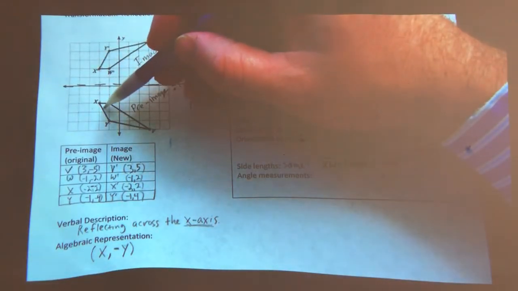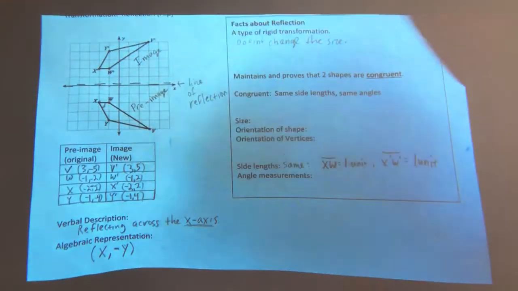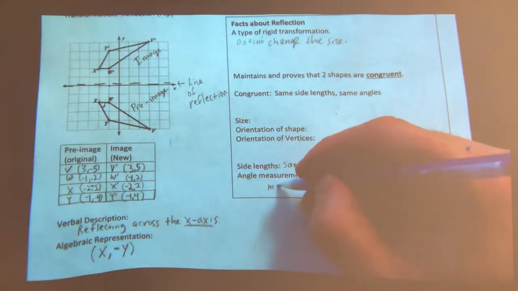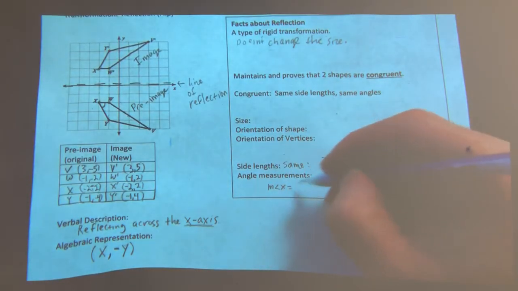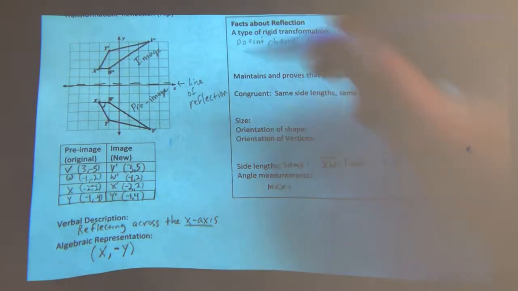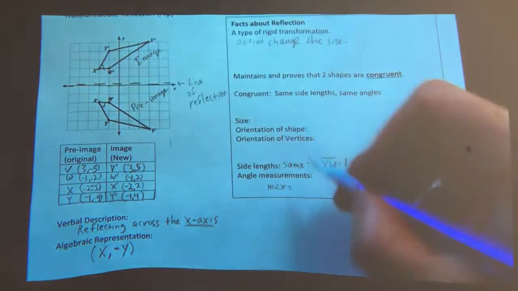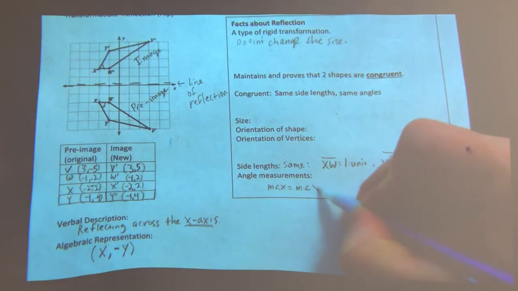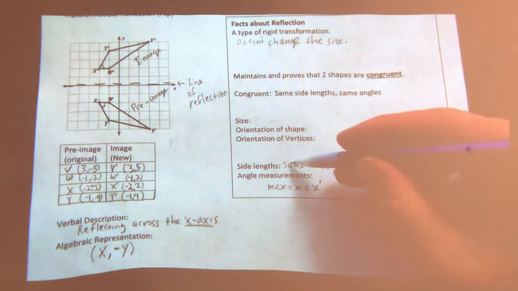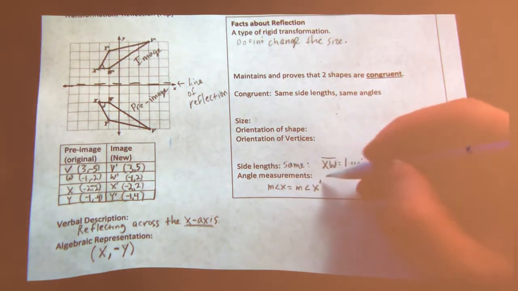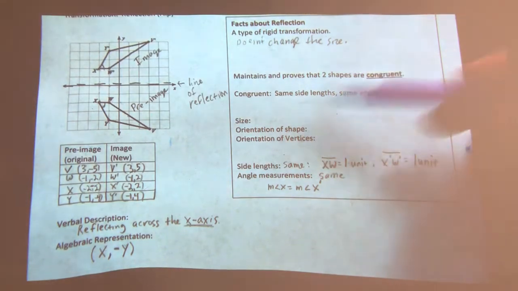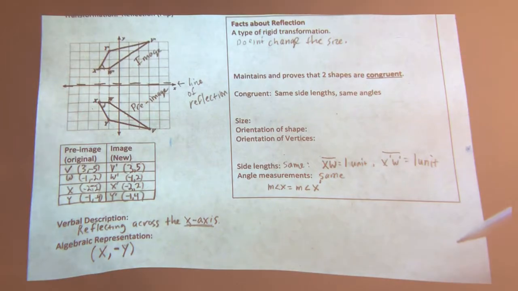Whatever this angle, angle x, has some measurement. The measure of angle x is equal to, we can see these angles are the same angle, so it's the same as the measure of angle x prime. They're not going to change. So the same side lengths and same angle measures, which is the definition of being congruent. Same side lengths, same angles.